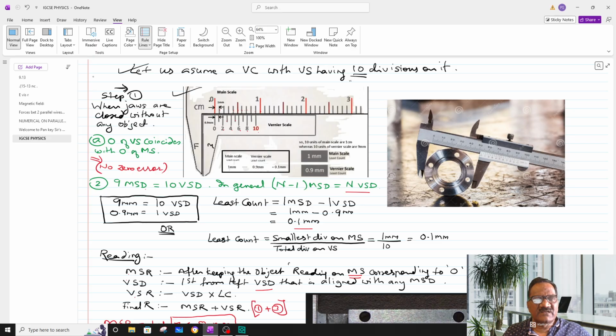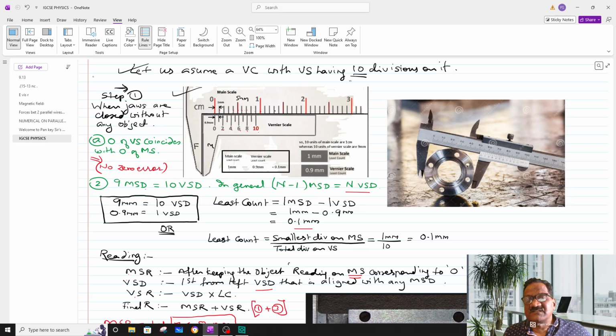On the main scale you can see this is 0, this is 1 centimeter, this is 2 centimeter, in centimeter, right? So this 1 centimeter is divided into 10 equal parts. So this will be 1 millimeter. This is 1 millimeter, this is 2 millimeter, this is 3, 4, this is 5 mm. Then this is 6, 7, 8, 9 and this is 1.1 centimeter. You can call it 1.1 centimeter or 11 millimeter. You can call this 1.2 centimeter or 12 millimeter.